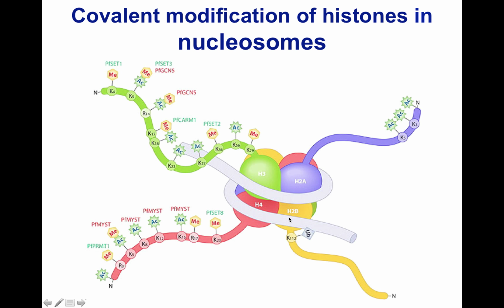So here is a depiction of one nucleosome with tails sticking out. These are only 4. There should be 8 altogether. And you can see all kinds of different modifications that are possible. So the number of different patterns that are possible is very large.